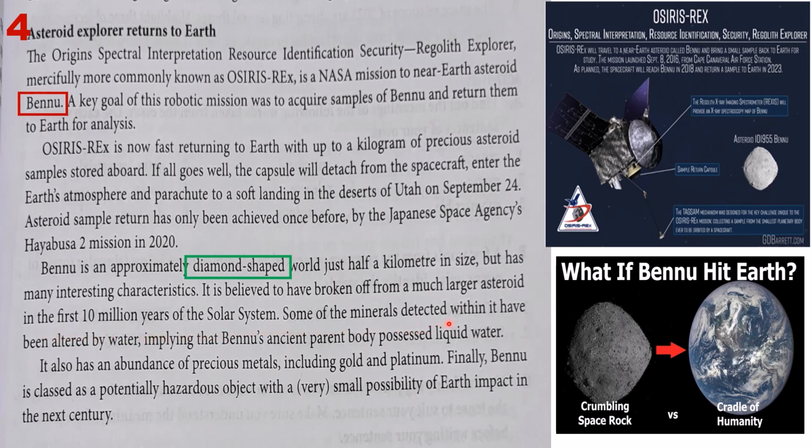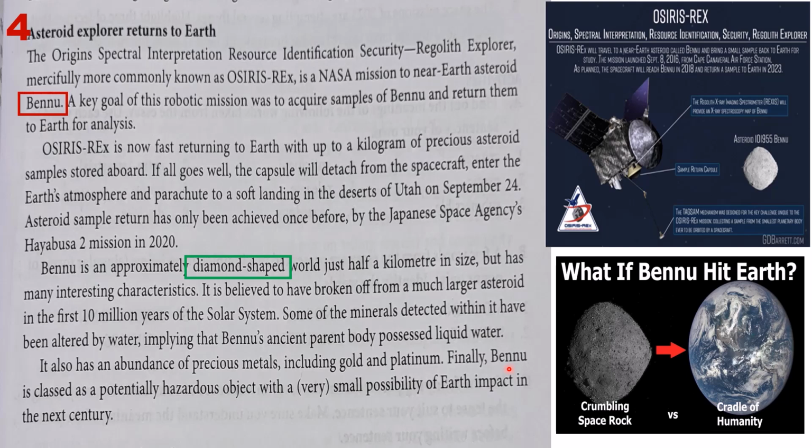Some of the minerals detected within it have been altered by water, implying that Bennu's ancient parent body possessed liquid water. So some minerals which were collected from the asteroid revealed that the mother asteroid could have contained this liquid water. If water is there, it is such good news for humankind, students, so that life can be possible.